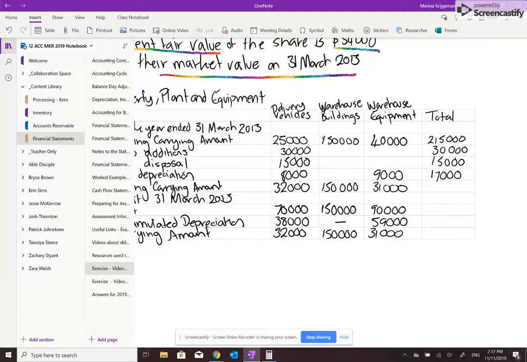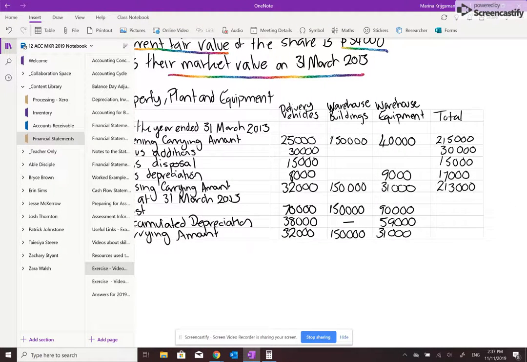So that's not right. 32,000 plus 150,000 plus 31,000 should get 213,000. So we'll just check that. So we started with 215. We added on 30. Start with 215. Add on 30. Minus 15. Minus 17. Yep, so that's right.